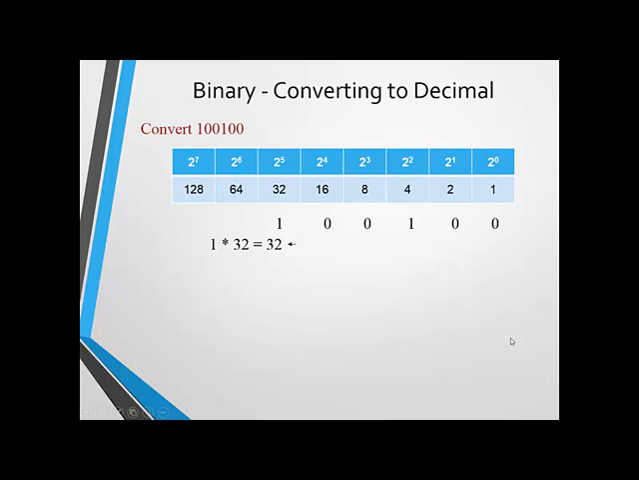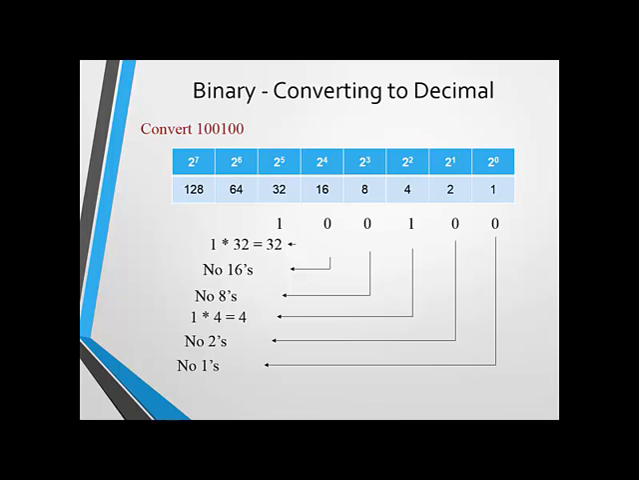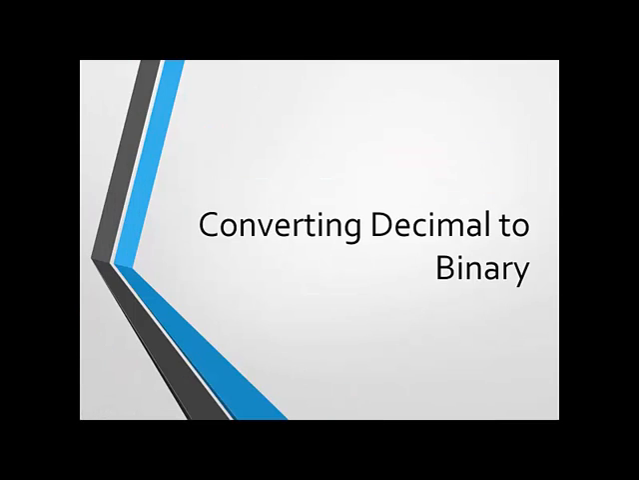Notice that the 32-bit is on, giving us 32. The 4-bit is on, giving us 4. So binary 100100 equals 32 plus 4, or 36. This is a very easy conversion to do.